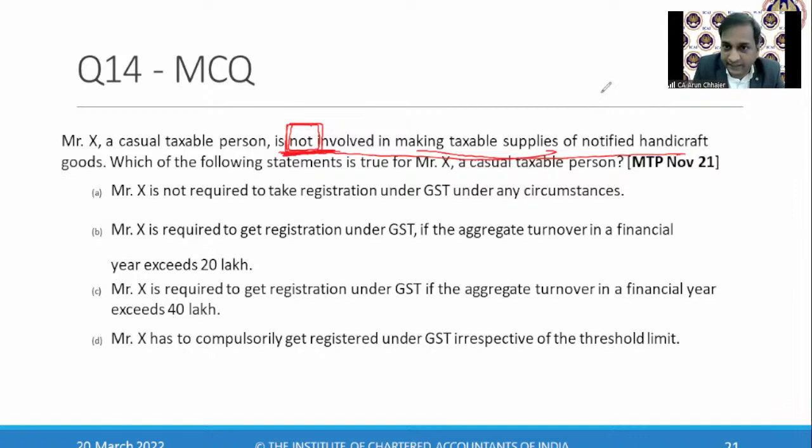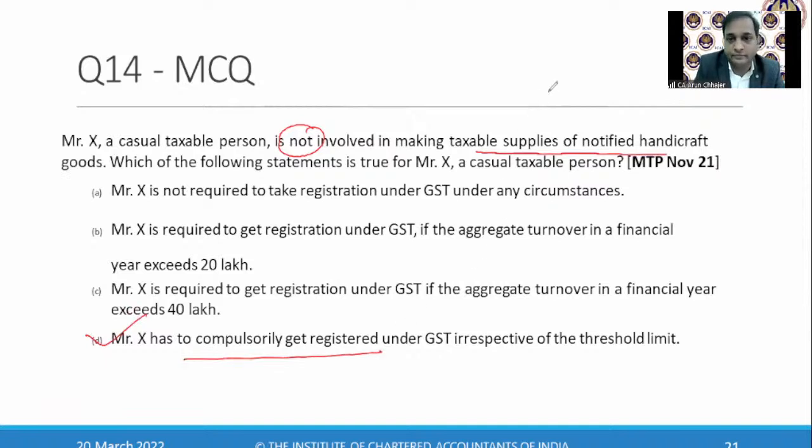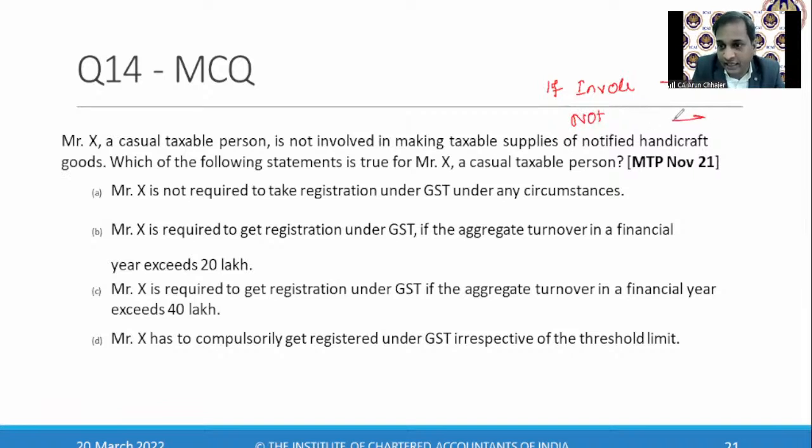Sorry, Namrata, repeating again for the benefit of all. First, question number 14: I am saying a casual taxable person involved in handicraft goods, then the answer would be B. Now if he is not involved in making the taxable supplies of the notified handicraft goods, then the answer would be D. So for question number 14, if involved, answer B; if not involved, answer D. Now please, everyone, confirm, is it okay? Is it clear, Namrata and everyone?